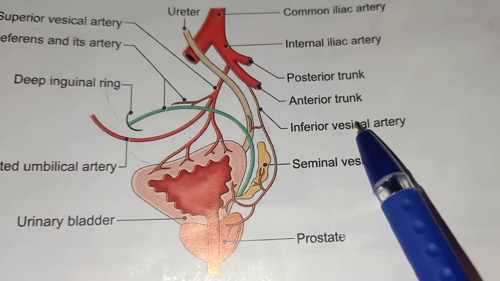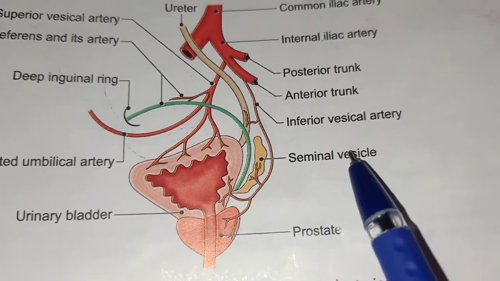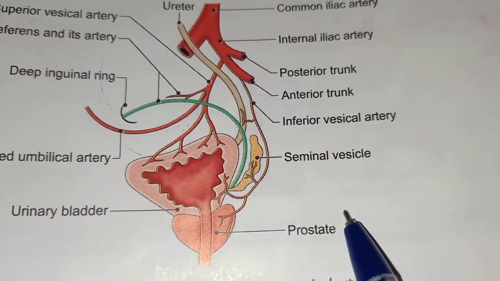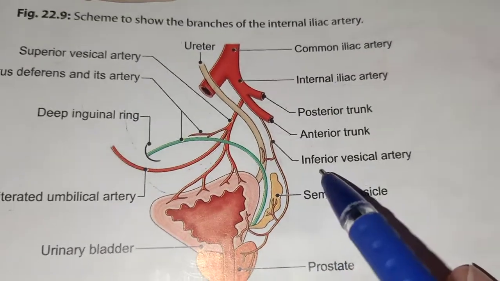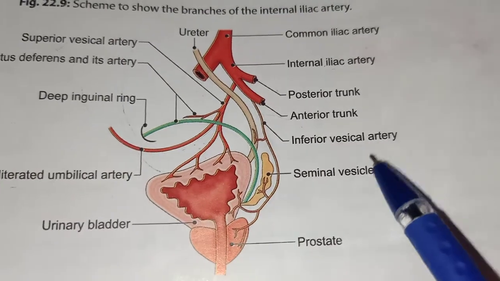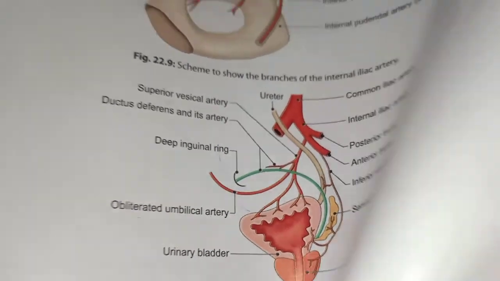Okay. So, inferior vesical: lower half of the ureter, seminal vesicles in males, prostate in males obviously, and the lower part of the urinary bladder. This inferior vesical artery is only present in males. Okay, it is present in males.